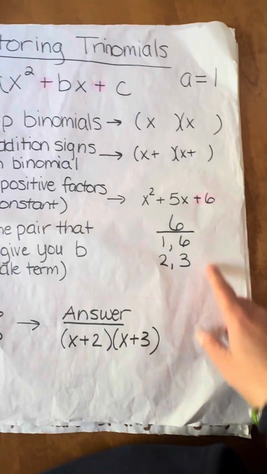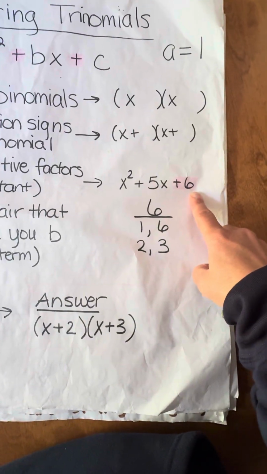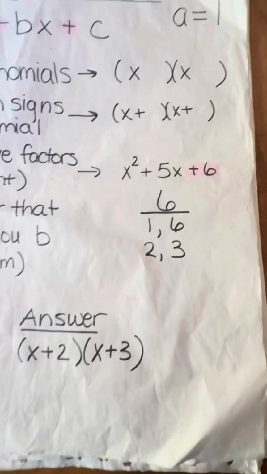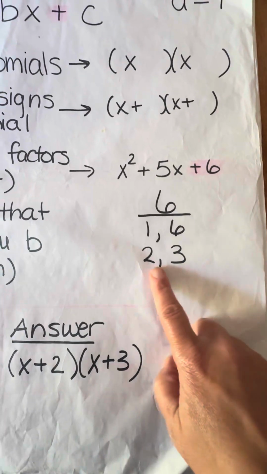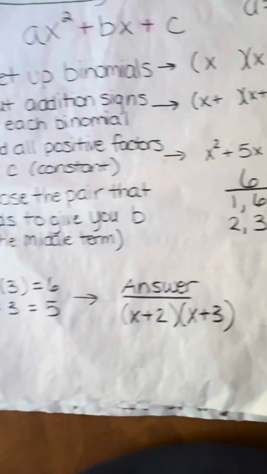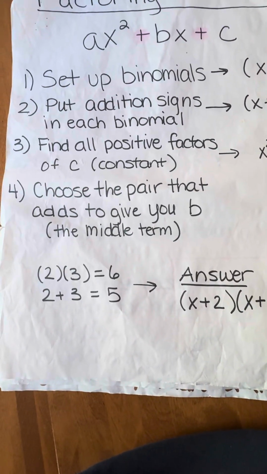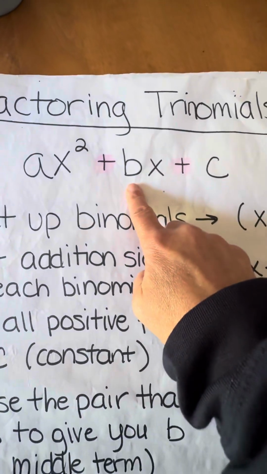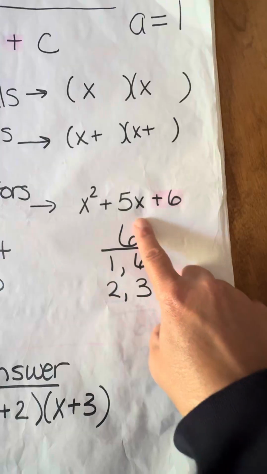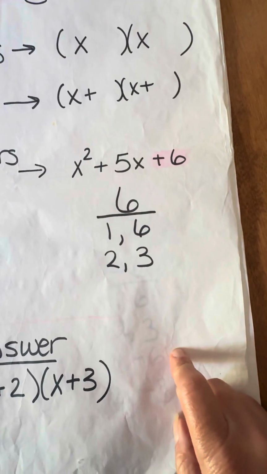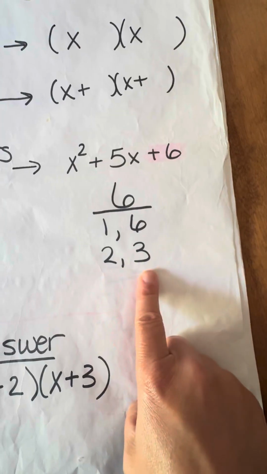So as you can see as an example, I did one right here. So you're trying to find all factors that multiply to be 6, positive 6. So all positive factors would be 1 and 6, and then 2 and 3. And then your fourth step is to choose the pair that adds up to give you the b, which is the middle term. That's this term right here. So in this case, we're looking for the set of these that adds up to get you a 5. And obviously the only two that add up to 5 are 2 and 3.